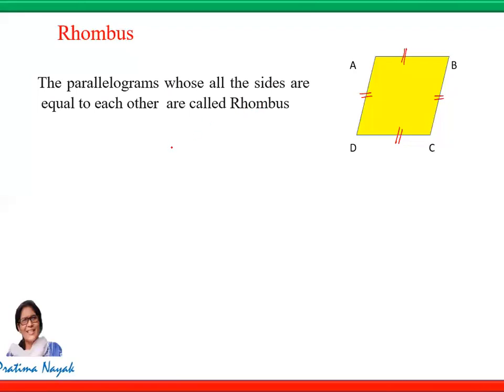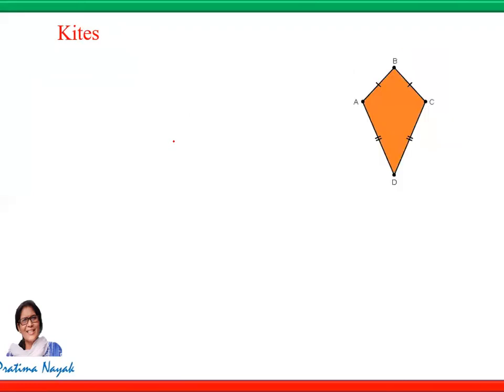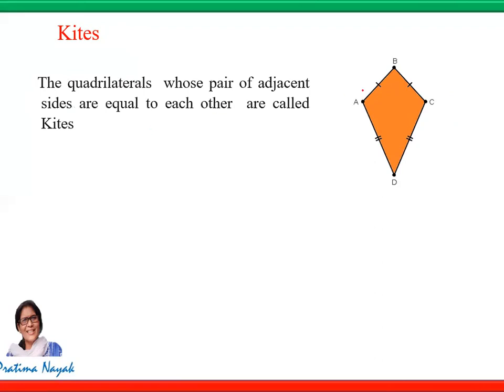One is left, that is your kite. Kite is a figure where pairs of adjacent sides are equal. AB is equal to BC and AD is equal to CD. The quadrilateral whose pairs of adjacent sides are equal to each other is called a kite. So different types of quadrilateral we finished.